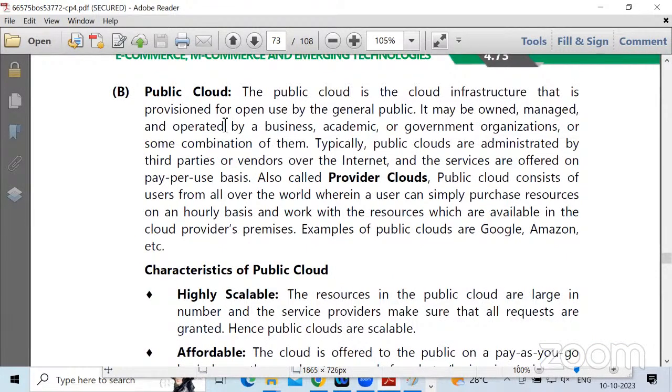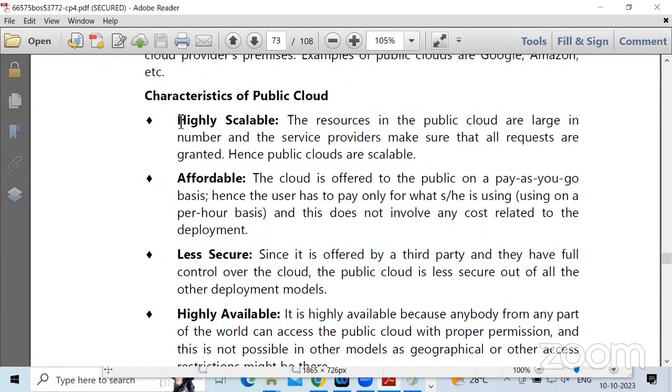Public cloud is cloud infrastructure that is provisioned for open use by the general public. Characteristics: highly scalable. You just imagine a train or a bus. If you want to add one more coach, it is possible. If you want to hire one more bus for travel, it is possible. Similarly, you can increase the service, the server capacity or data capacity or software capacity, whatever it is. For example, you develop a software, and the software can handle the operations simultaneously.